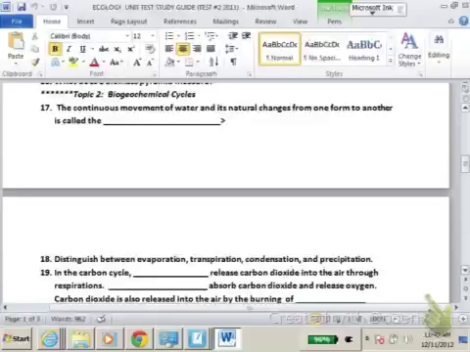Number 17, the continuous movement of water and its natural changes from one form to another is called the water cycle or the hydrological cycle. Number 18, distinguish between evaporation, transpiration, condensation, and precipitation. Basically, evaporation is the change of liquid to a gas. Transpiration is the loss of water through the leaves of a plant. Condensation is a gas back to a liquid. And precipitation, you know what precipitation is. It's when water returns to the earth through rain, sleet, snow, or hail.